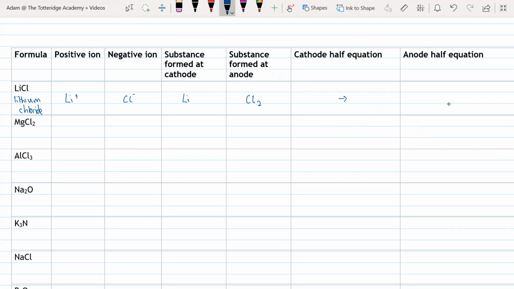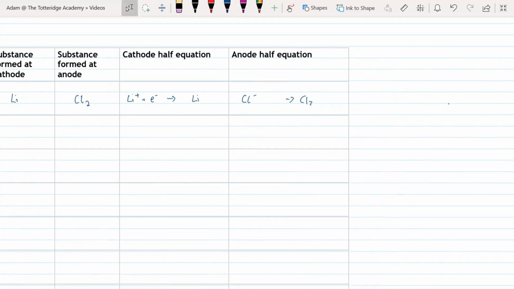The cathode half equation, that's the one here where I'm forming the lithium. So I know that I'm going to be making lithium and starting with Li plus. And I know that at the cathode, we gain electrons. So lithium ion plus an electron goes to lithium. Now the anode, I know I'm starting with Cl minus, and I know that I'm forming Cl2. So as before, I know that if I've got a 2 there, I need to have a 2 here. And if I've got 2 negative charges on this side, I need to have 2 negative charges on this side as well. Voila, it is that simple.